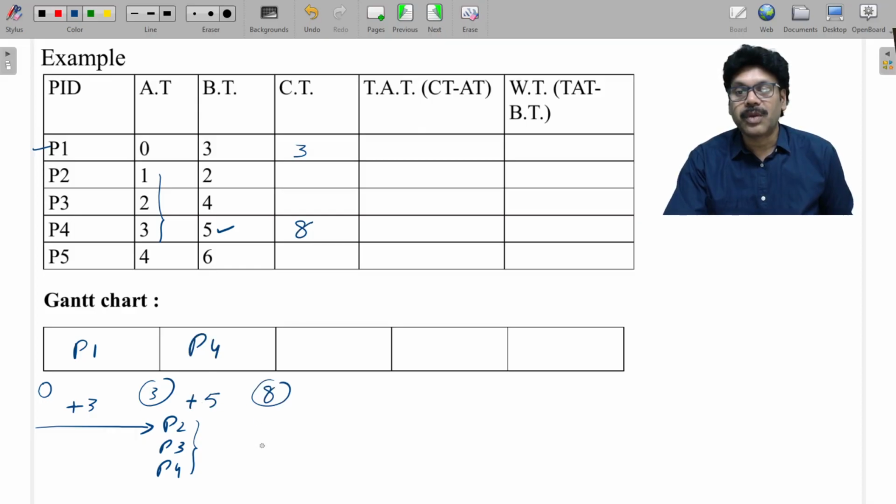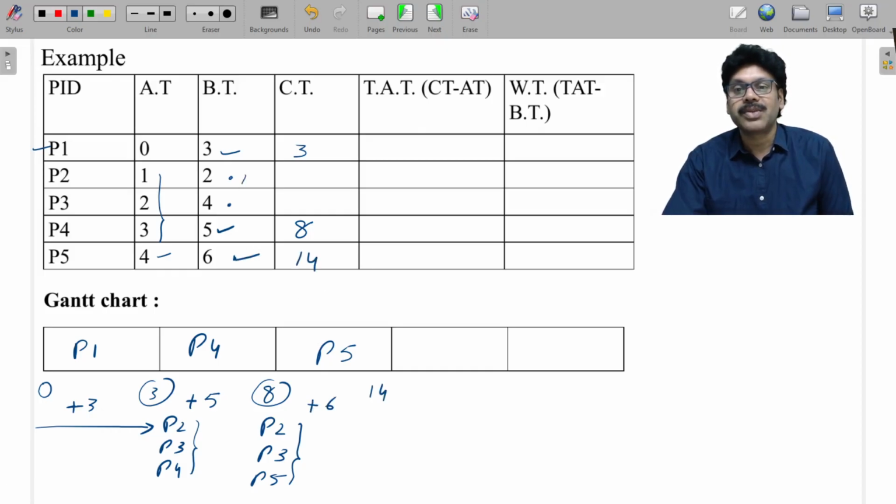During the execution of P4, one more process has arrived, P5, at time 4. Now among 2, 3 and 5, which has the longest burst time? P5. Though it arrived later than the other processes, it is given preference because of the longest burst time. So P5 is executed for 6 units of time, and by 14 it is completed.